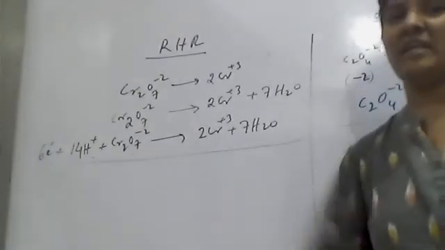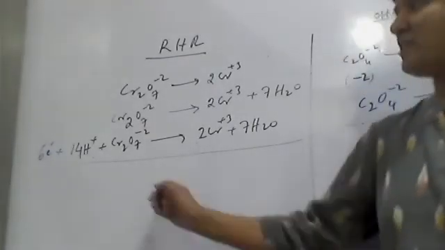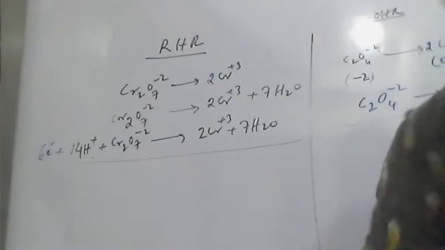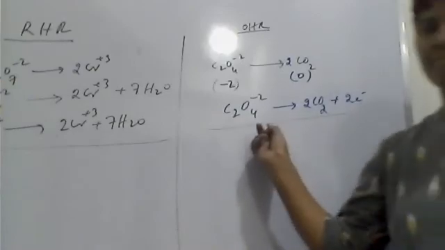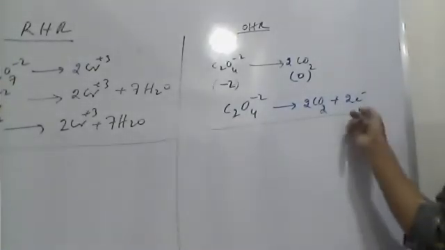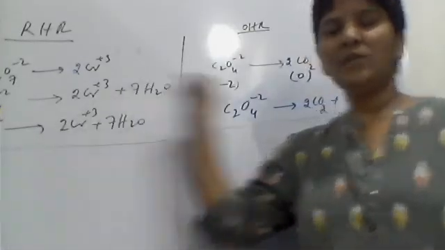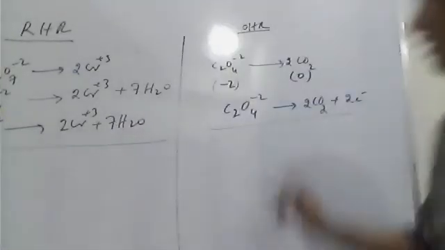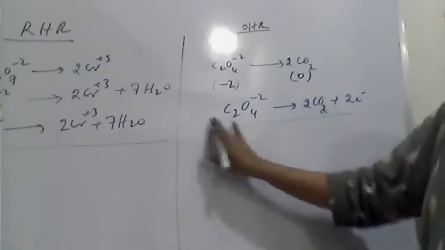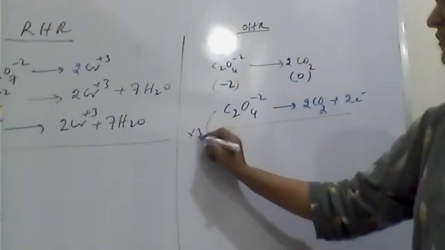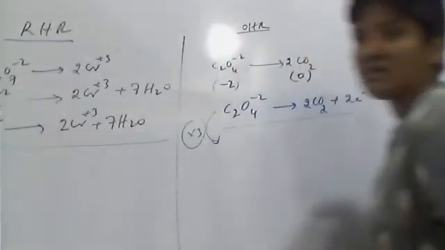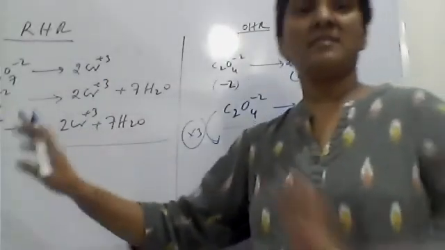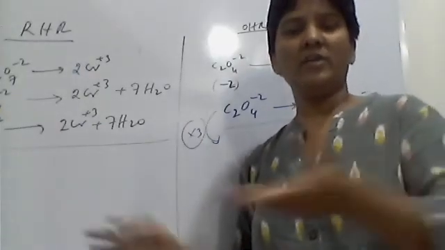So see here, how many electrons were there in the reduction half reaction? 6. And how many electrons are involved in the oxidation reaction? 2 electrons. So how do you make these 2 electrons equal to 6? Multiply by 3. So for the oxidation half reaction, multiply with 3, in such a way that the number of electrons becomes 6. And the reduction half reaction, simply keep like that, because you already have 6 here.